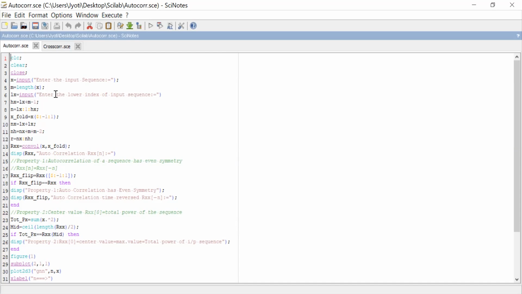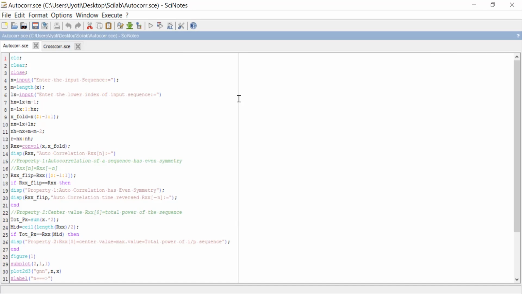Next, Lx is equal to input, enter the lower index of the input sequence. You already entered the input sequence. You need to mention its lower index, where it will start, whether the input sequence will start at the 0th position or at the -1 position. Next is Hx is equal to Lx plus M minus 1. That is Lx plus the length of x, M, minus 1. That will be stored in Hx.